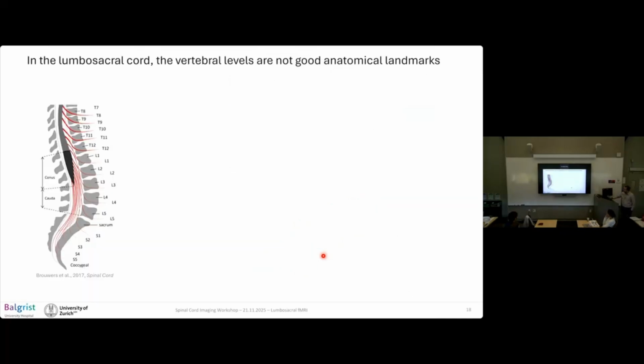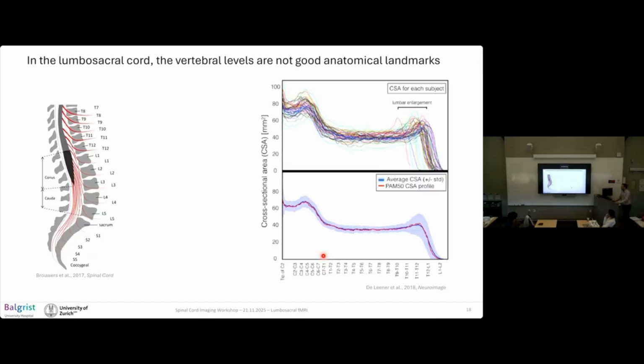The other tricky thing is the normalization to the template. We mentioned several times that the vertebral levels are not good anatomical landmarks in this region. You can see here, for example, that the neurological and vertebral levels do not correspond to each other. But that alone wouldn't be a problem. The problem is that this correspondence, or the relation of these two levels, is also variable across participants, which you can nicely see here.